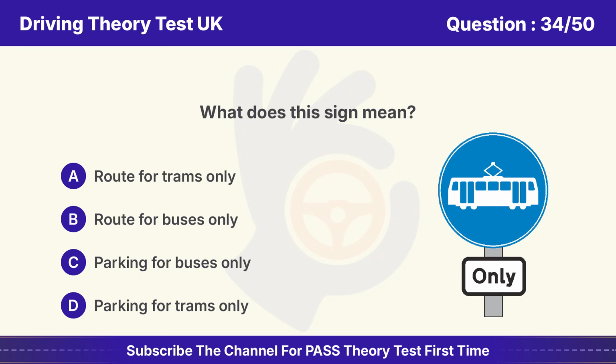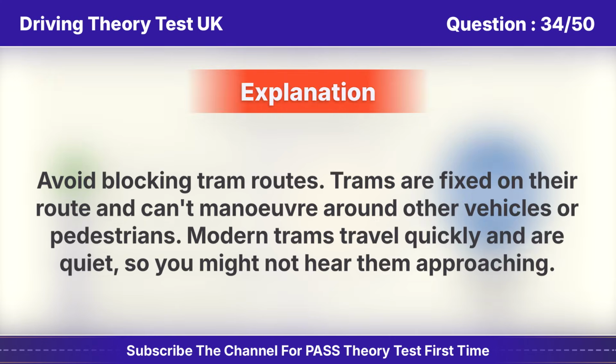Question 34. What does this sign mean? Answer is A. Route for trams only. Avoid blocking tram routes. Trams are fixed on their route and can't maneuver around other vehicles or pedestrians. Modern trams travel quickly and are quiet, so you might not hear them approaching.